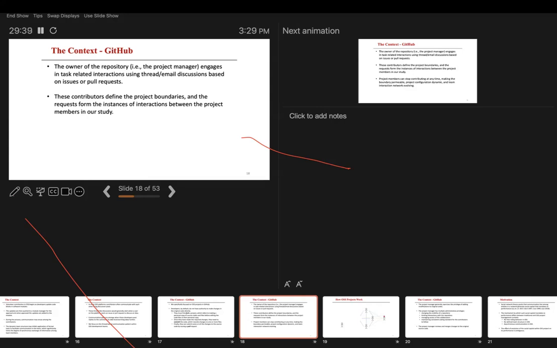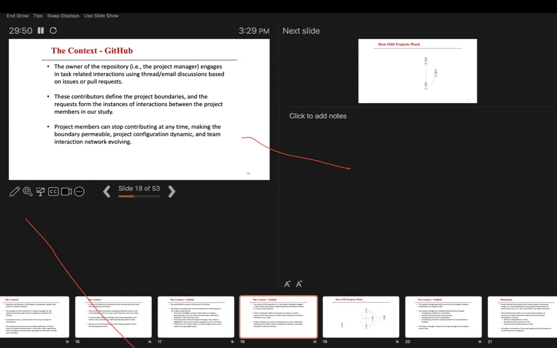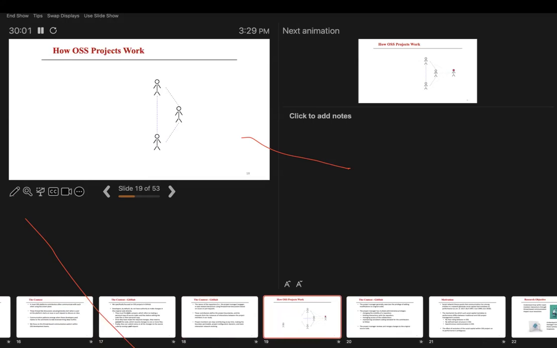Contributors define the project boundaries. Every project has certain contributors, and another project will have a different set of contributors. Some of them can be overlapping, but in some way there is a boundary for that project based on the people involved. And they can stop contributing at any time. So that makes it a dynamic, changing network every week. We do see that change every week. So this is how it works.